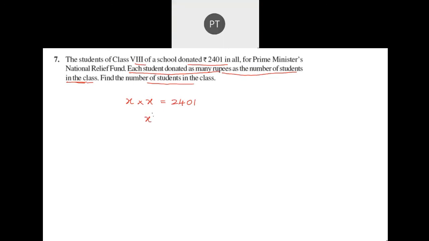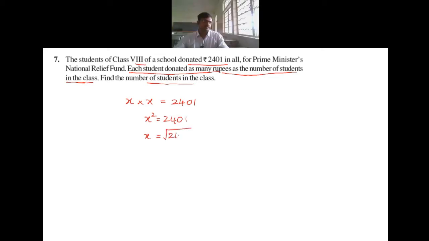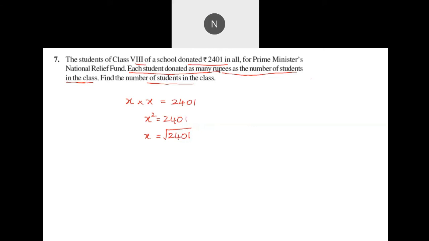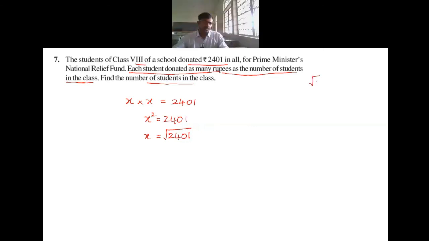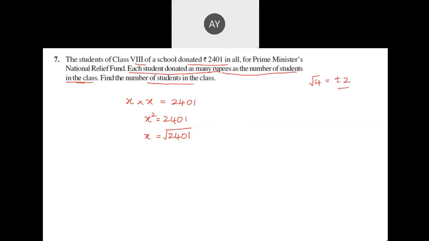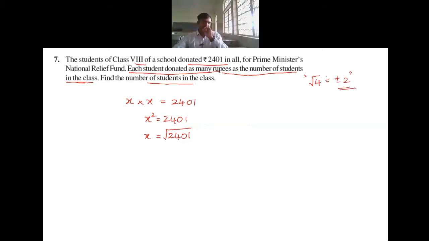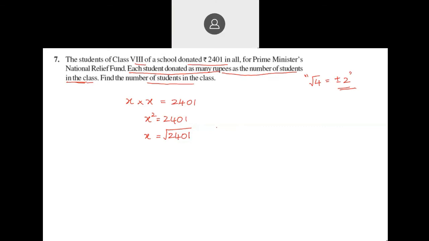We get x square as 2401. We find x as the root of 2401, which is 49. If you remember the second class on square roots, I told you whenever we take a square root, we always consider positive and negative, isn't it? Yes, sir. But when it comes to numericals like this, we will not take a negative value.